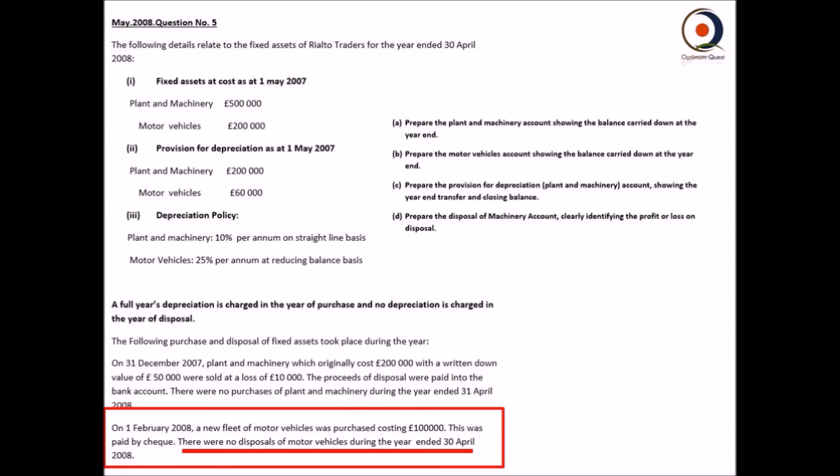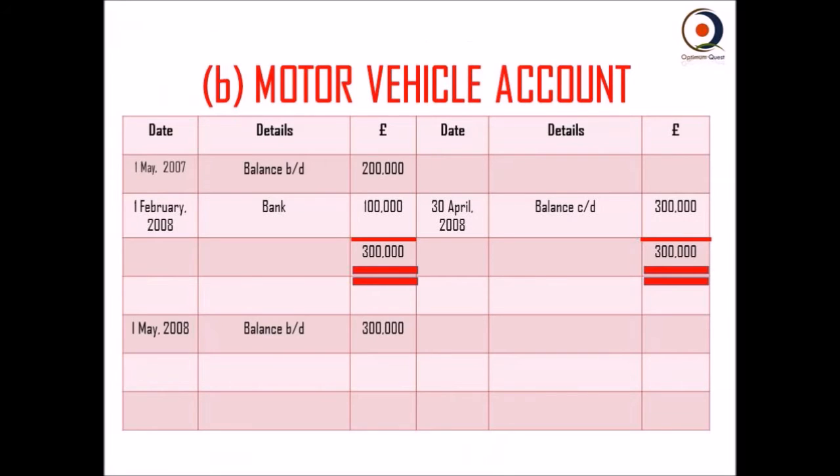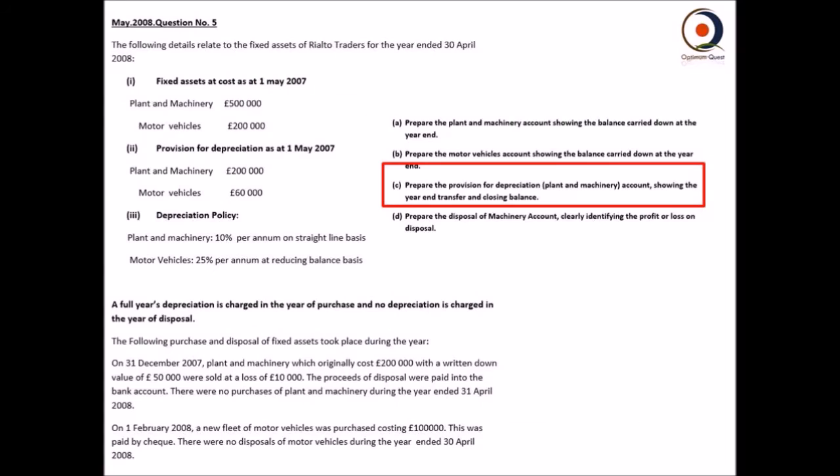Again, the question clearly mentions that there were no disposals of motor vehicles in that year, so we have nothing else that we can record in the motor vehicle account after we have already recorded the purchase and balance BD. So the last thing we need to do is to balance the motor vehicle account off and bring that balance down according to the date of the next year, which is 1 May 2008. We are halfway through the problem.